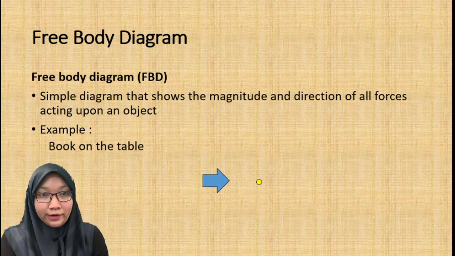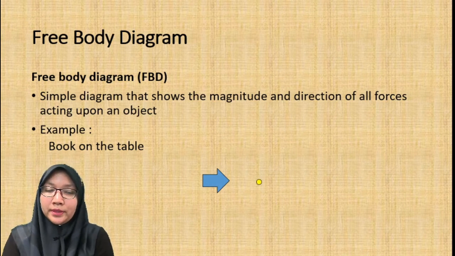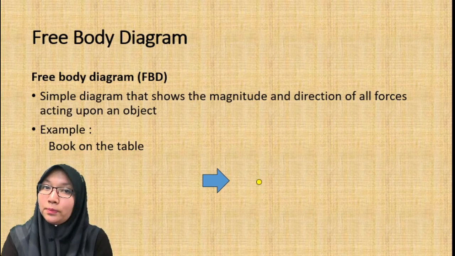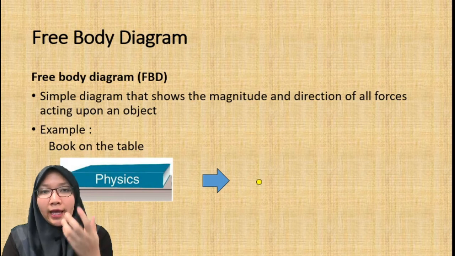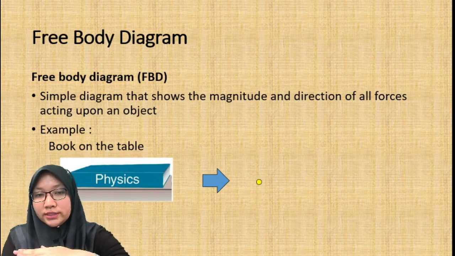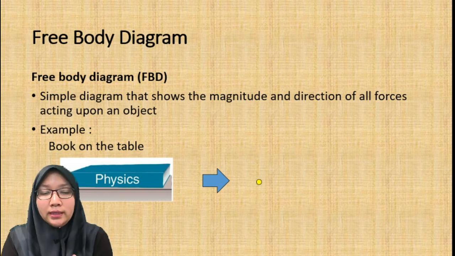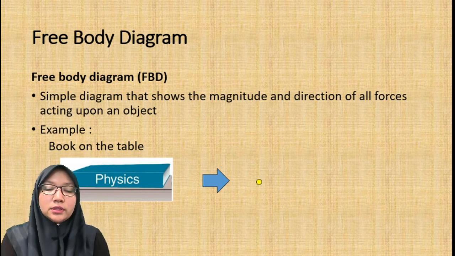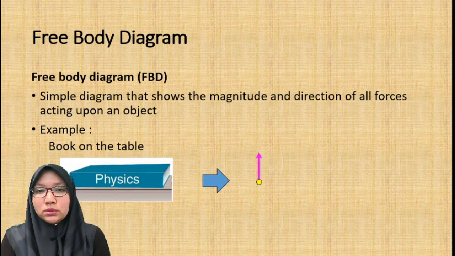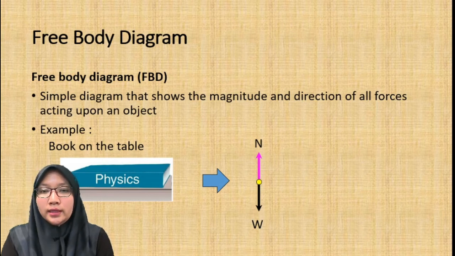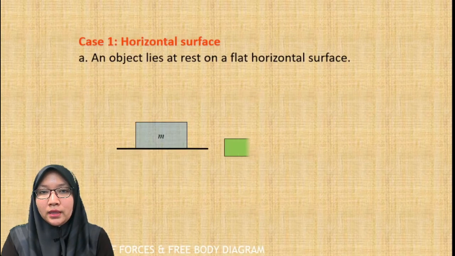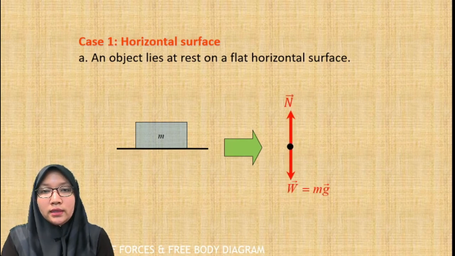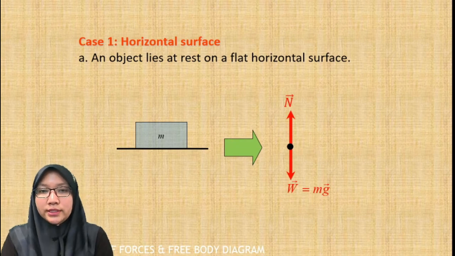Let's continue with free body diagram. What is a free body diagram? It's a simple diagram that shows the magnitude and direction of all forces acting upon that object. For example, let's say I have this book sitting on the horizontal table. So you have a normal force because there's a contact force between the table and the book, and you also have weight because of the mass of the book. So you have W and N in this free body diagram. This is the example just now, and you have to know that the weight is equal to mass times gravity.